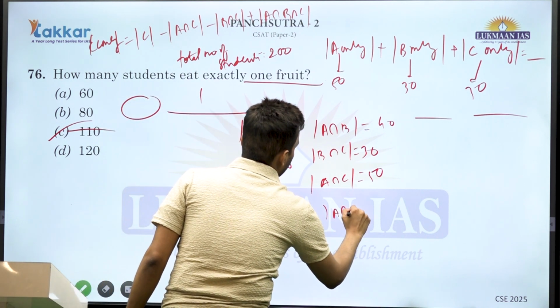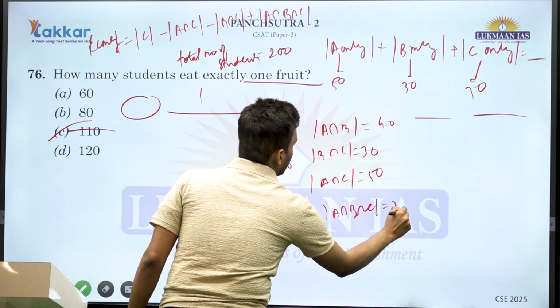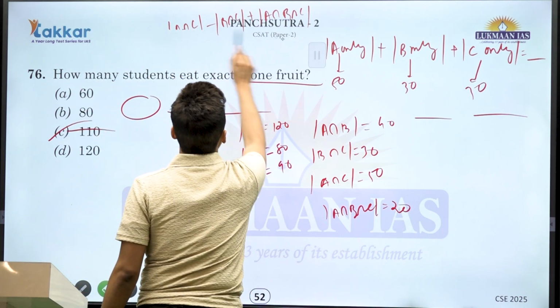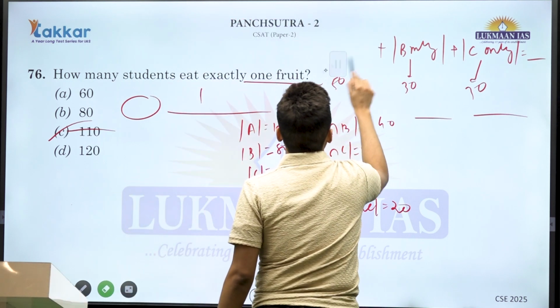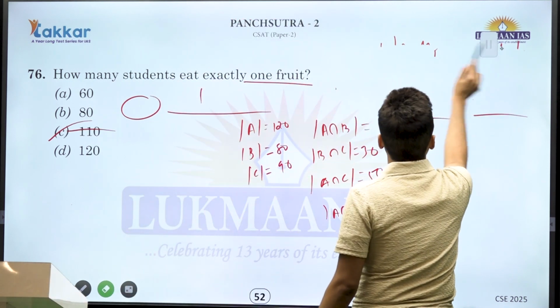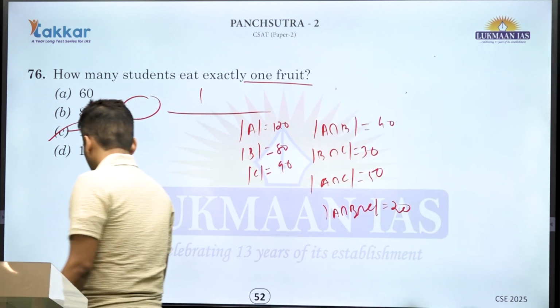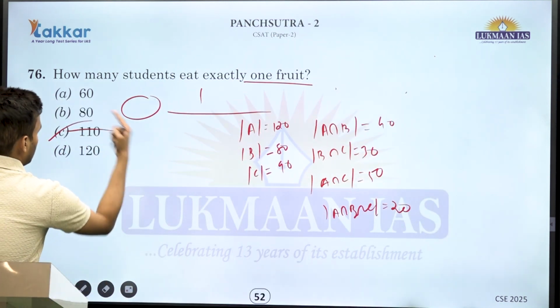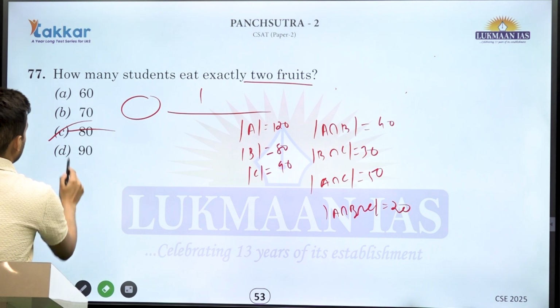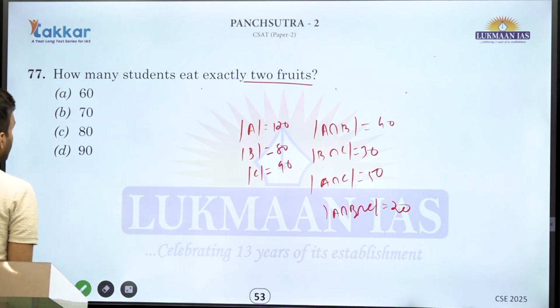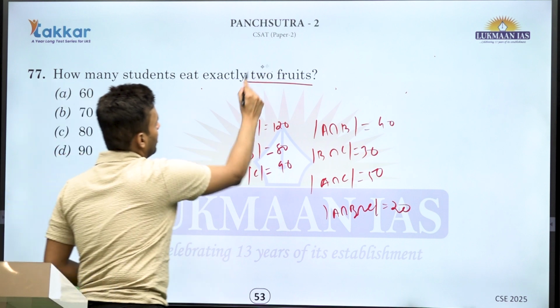A intersection B intersection C, it is 20. Okay, we do not need these anymore, so we will rub it off. Now let's see what's given here. How many students have exactly 2 fruits?